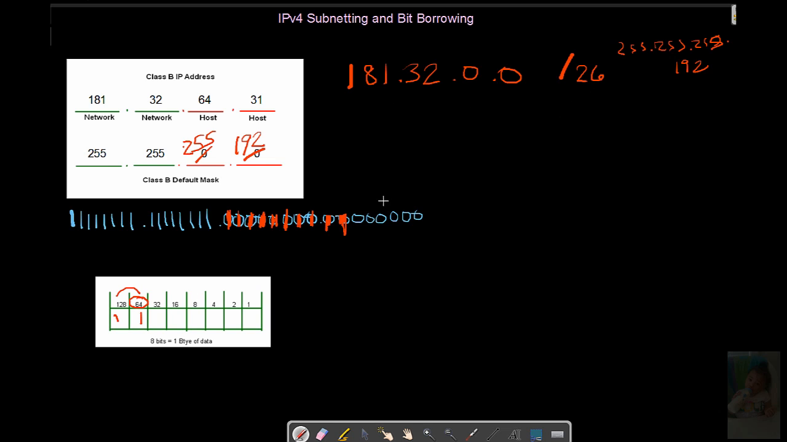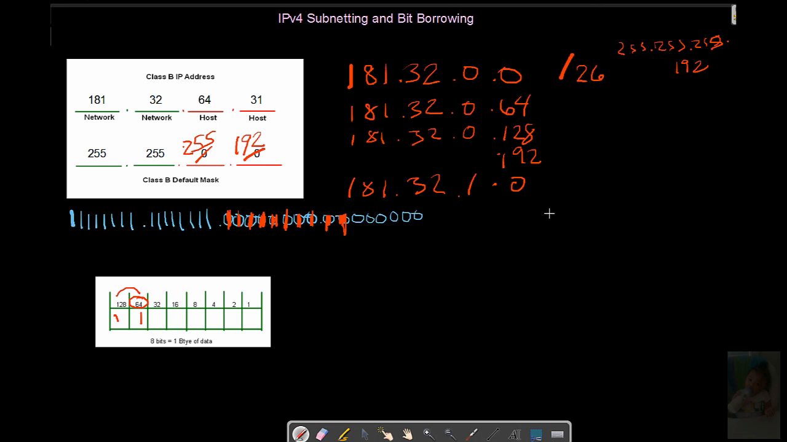Where is our next network going to begin? Well, what octet are we referencing? Here's our flexibility right here. Here's how they're going to build. 181.32.0.64, that's our second network. 181.32.0.128 to 192. Now watch this. This guy's going to rotate back to 0. He's going to move to 1. 181.32.1.0 is another network. 181.32.1.64 is another network. Okay?